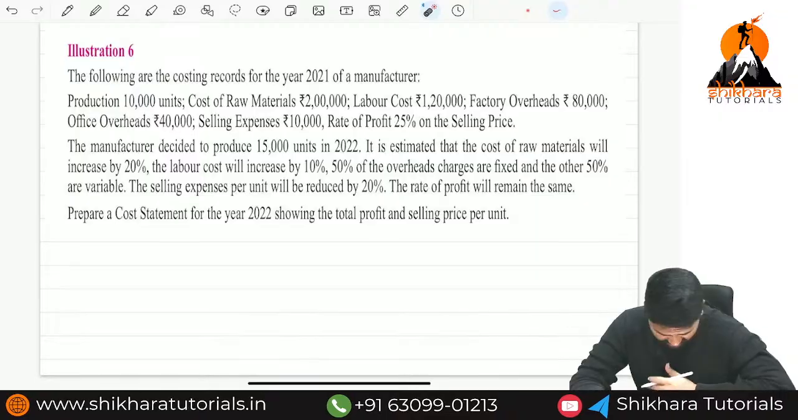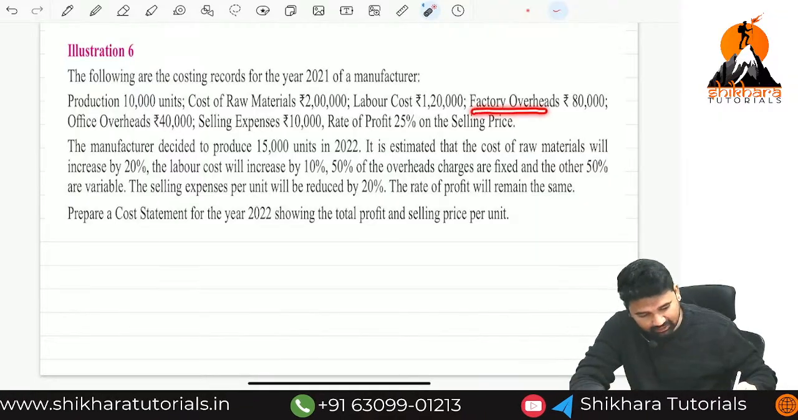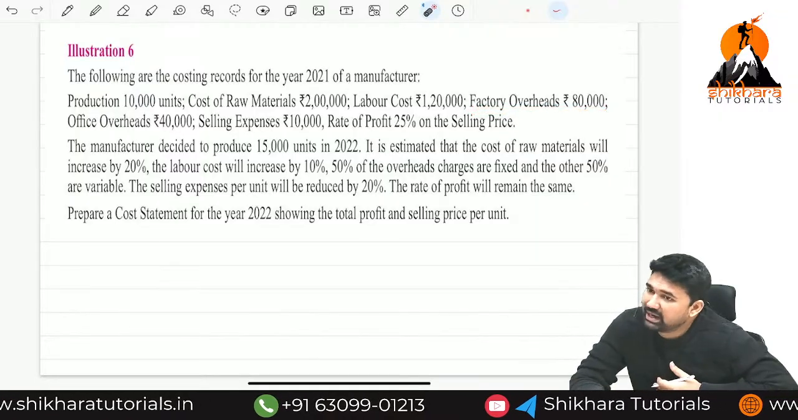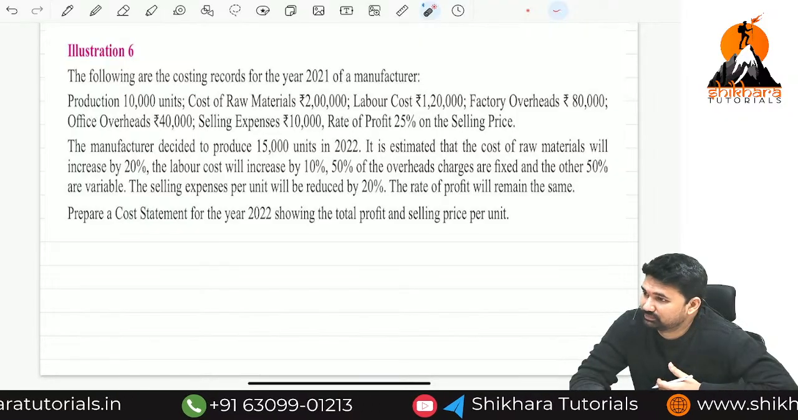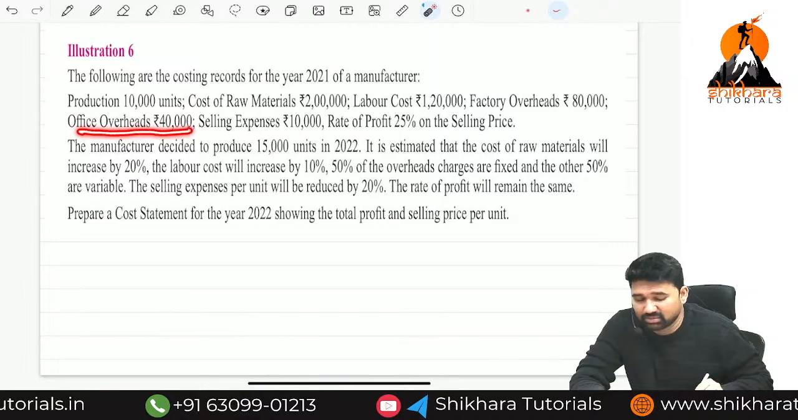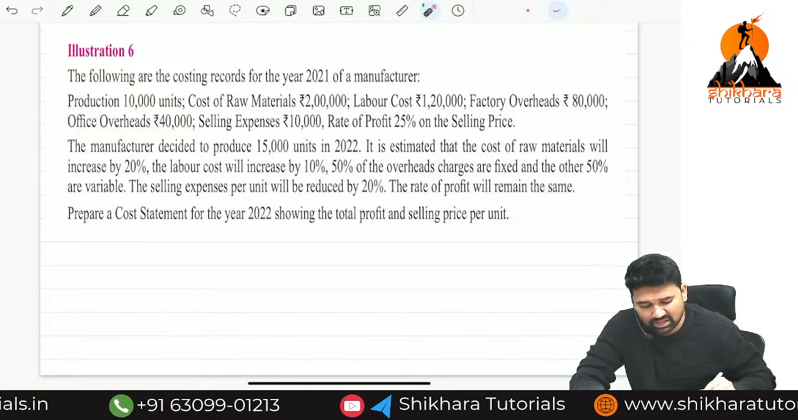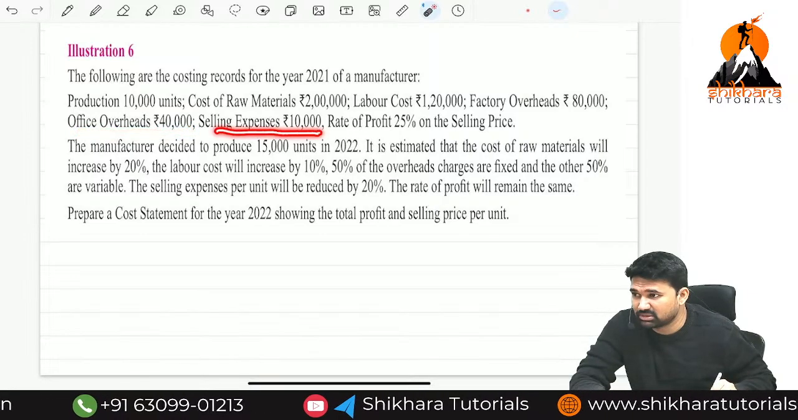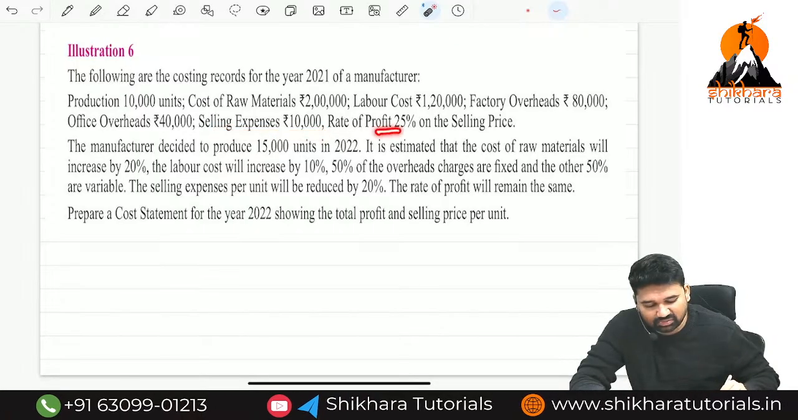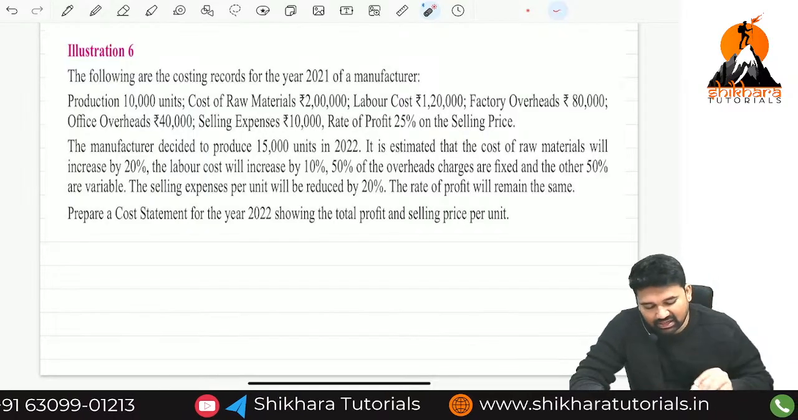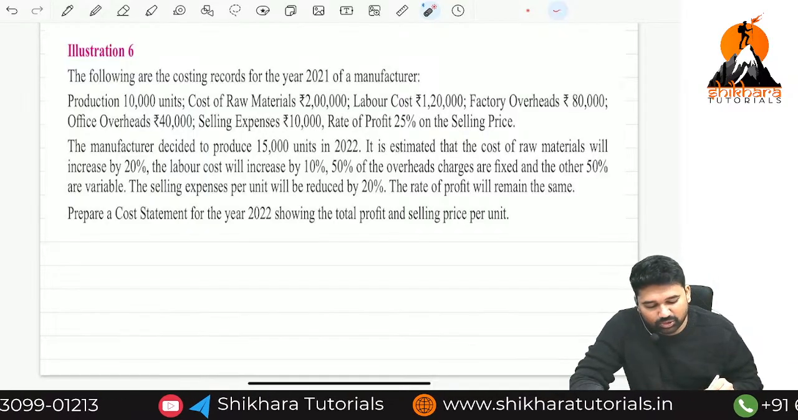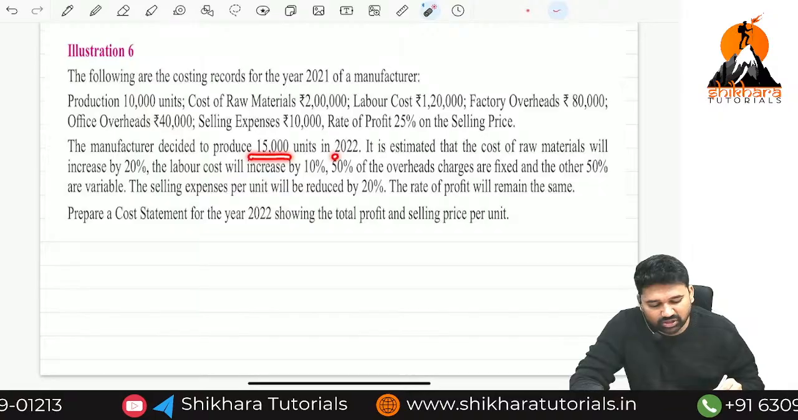Okay, let's see first of all. Next, factory overheads. How much? 80,000. Next, office overheads, nothing but administration overheads, 40,000. Selling expenses means selling and distribution overheads. And the rate of profit is 25% on the selling price. And the manufacturer decided to produce 15,000 units in 2022.